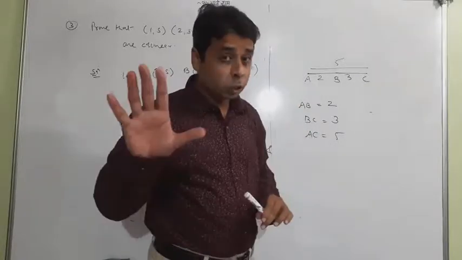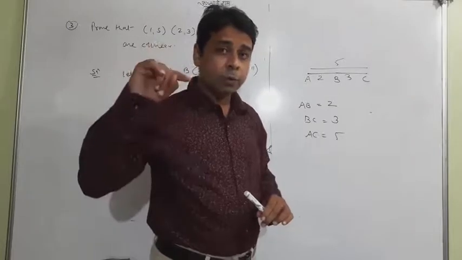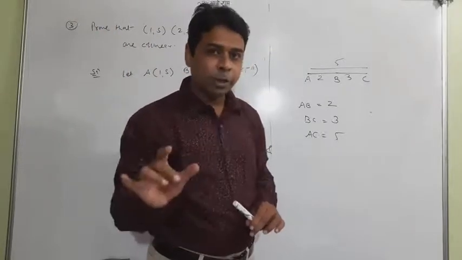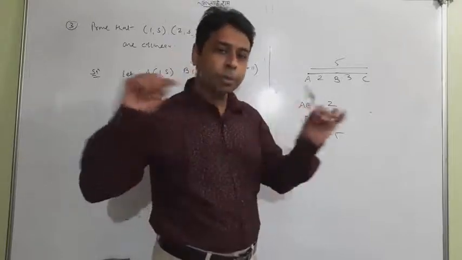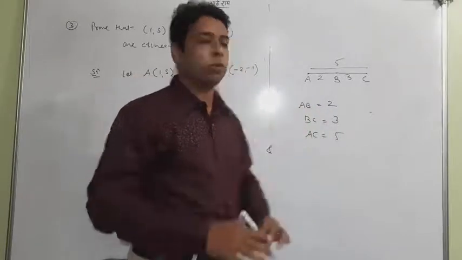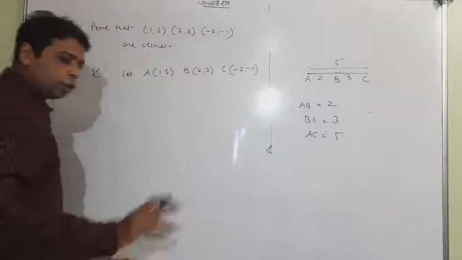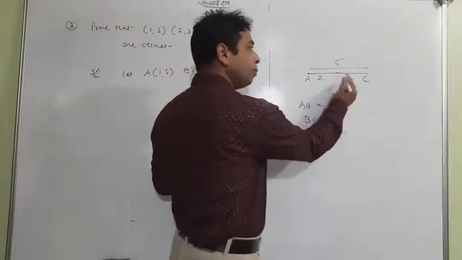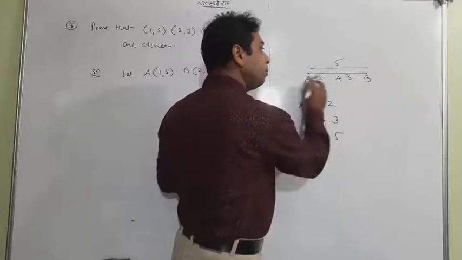I am not using the square because in the case of squares it would be a right angle triangle. So without squares, the sum of any two sides should equal the third side, and then it will be collinear. Please don't think that A is here only. A may be here, B may be here, C may be here.